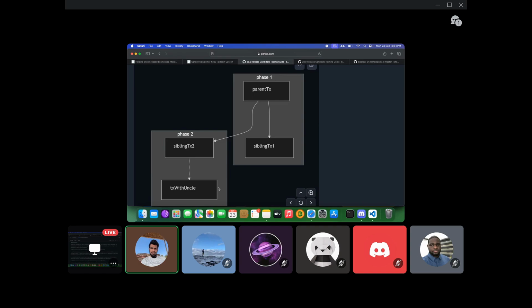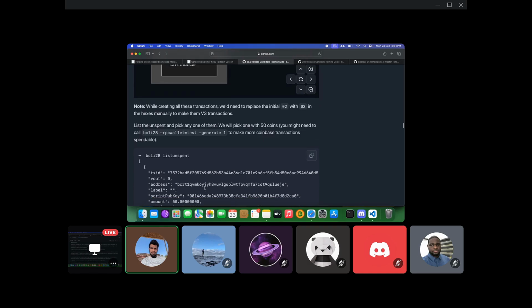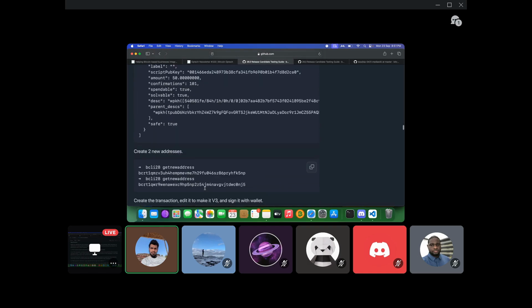And up till now, we've studied that V3 transactions have a topology of one parent, one child, meaning they can have only one unconfirmed parent and one unconfirmed child. The package cannot have more than two transactions. But for testing purposes, we'll attach a third one here. We'll call it TX uncle, and then we will broadcast that transaction, all right, to the mempool.